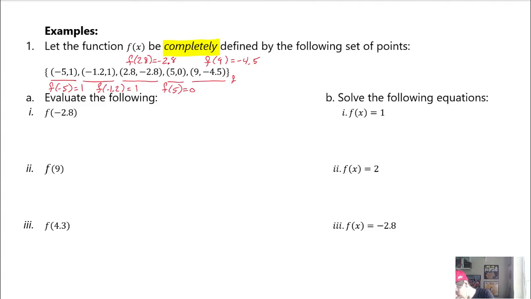So let's look at part A, where we evaluate the function given certain inputs. We're going to start with f of negative 2.8. We do see the negative 2.8 somewhere in this function, but it's an output in that third point, 2.8, negative 2.8. We see negative 2.8 as an output, but it's not an input for any of the points. So right away, we get that this is undefined when we try and input negative 2.8.